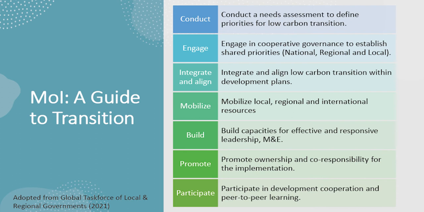We also need to mobilize local, regional, and international resources. And of course, we need to build capacities for effective and responsible leadership and monitoring and evaluation. We need to promote ownership and co-responsibility for the implementation. In this era, we're talking about shared value. So the shared value is where we co-create this net zero together with all the partners, industry, labor, government, and whoever is involved. We need to have the same narrative. It cannot be a net zero for industry and another net zero for labor, then another net zero for government. Then it becomes problematic when you talk about means of implementation.